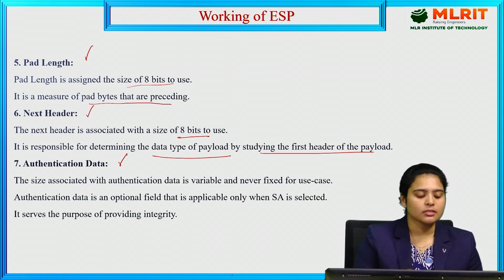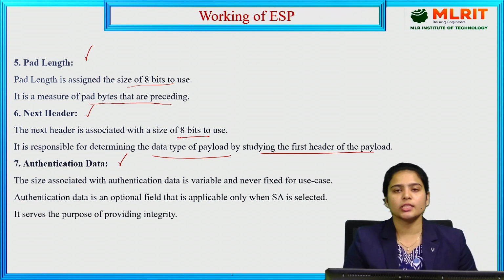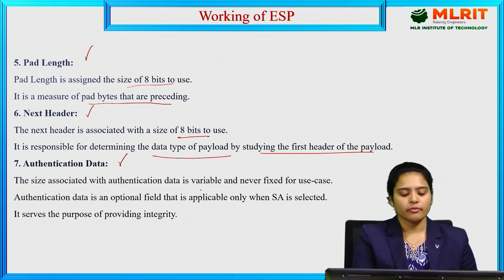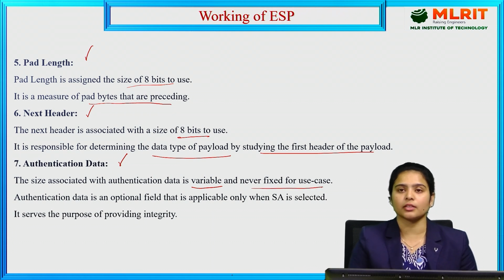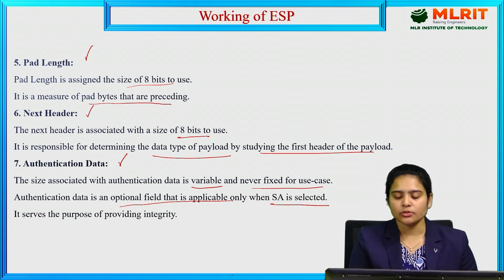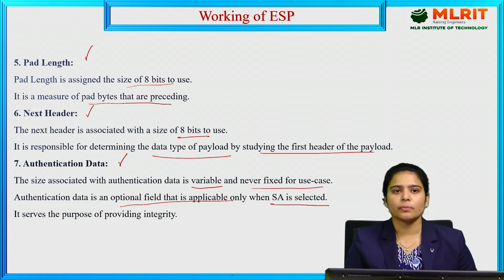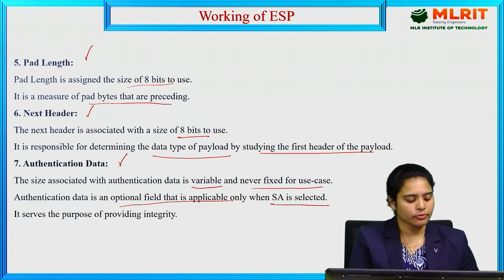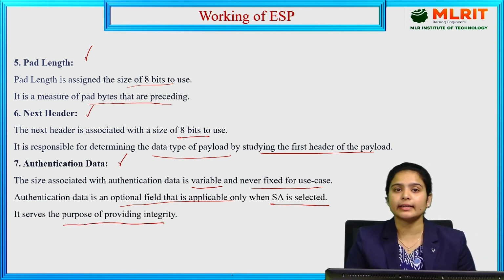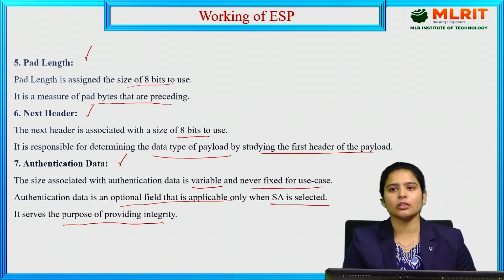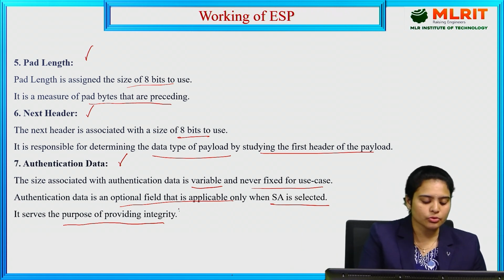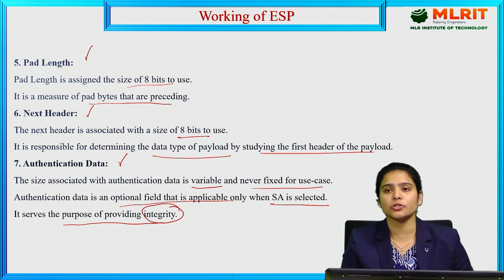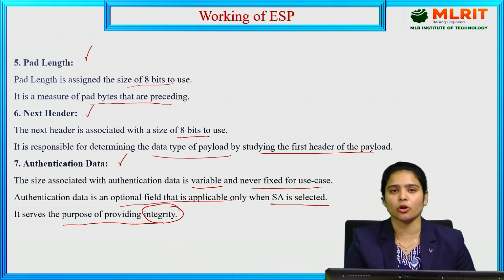The next one is authentication data. This authentication data is also variable and never fixed for the use case, and it is an optional field that is applicable when security associations are selected. Mainly it serves the purpose of providing integrity services. So basically in the authentication we are going to use only the integrity, meaning the data should not be modified or altered when using the authentication data.